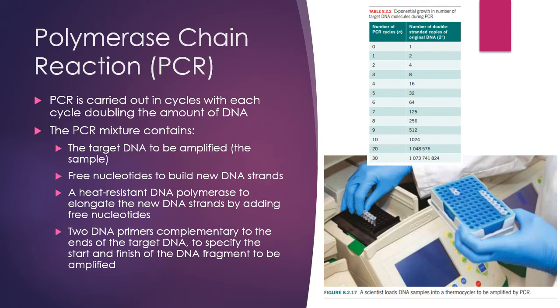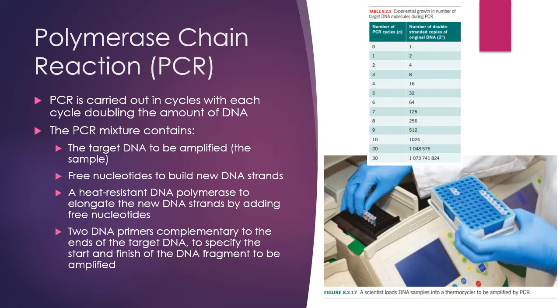to do PCR. So they use those tiny little plastic tubes to make a mixture. The mixture contains the target DNA to be amplified. So that might be the sample from our bacterial plasmid. It might be the sample from the crime scene or the old fossilized bone. So they put the target DNA in there.